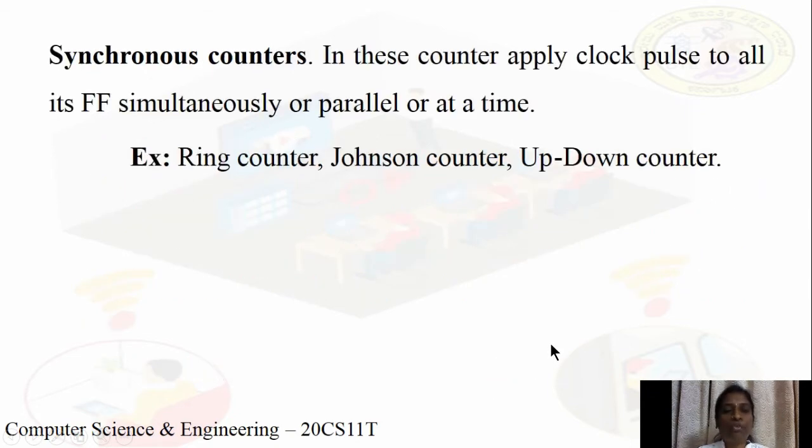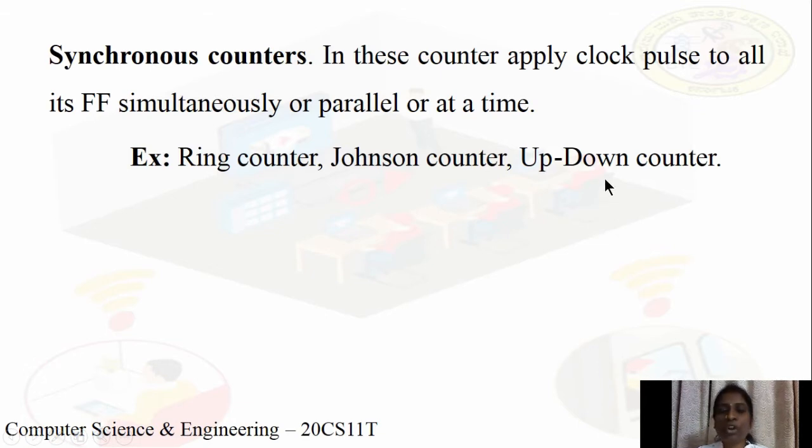The next type is the synchronous counters. In these synchronous counters, the clock pulse will be applied to all the flip-flops simultaneously. That means in parallel, or at a time. For all the flip-flops, the clock pulse will be entered. But in the asynchronous counter, the clock pulse will be given to only the first flip-flop. In synchronous counters, the clock pulse will be given to all the flip-flops at a time, or in parallel, or simultaneously. Examples of synchronous counters are the ring counter, Johnson counter and the up-down counter.